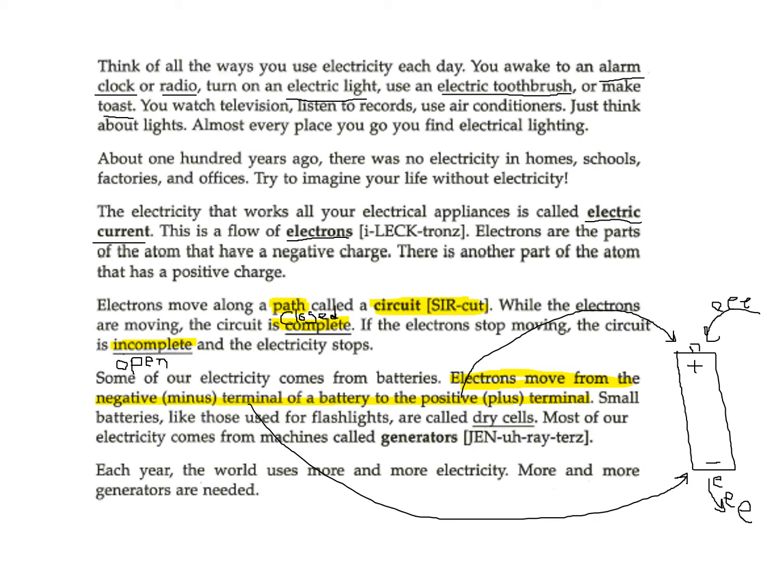Those small batteries, like the ones used in flashlights, are called dry cells. Most of our electricity comes from machines called generators. Generators are the ones that produce large amounts of electricity, not small electricity. Every year the world uses more and more electricity, therefore more and more generators are needed.